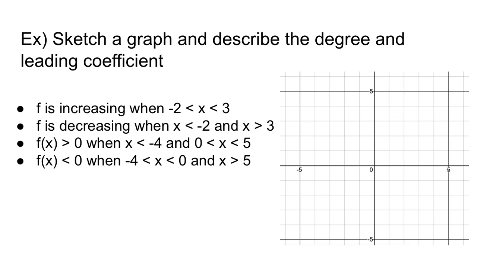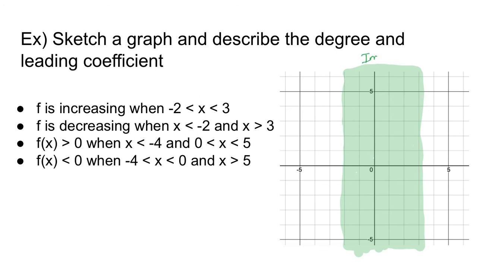So my x value is between negative 2 and 3. So negative 2 is here, and 3 is here. So in this green area of my graph, let me just draw the whole thing in there, f has to be increasing, which means it's going to be going up. So my function is going to be increasing in this area.